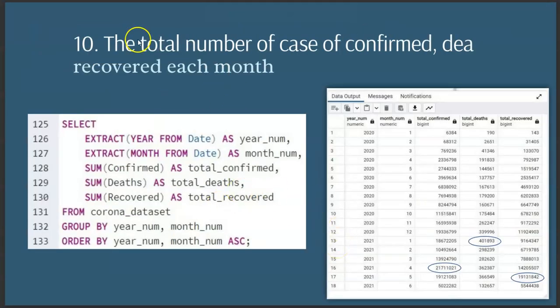For the 10th question, we have the total number of cases of confirmed, death and recovered each month. For confirmed, we use confirmed and we extract the date from the corona dataset and find the confirmed total, death total and recovered total. By the sum function, we can get the total of all these three and we can get the output.